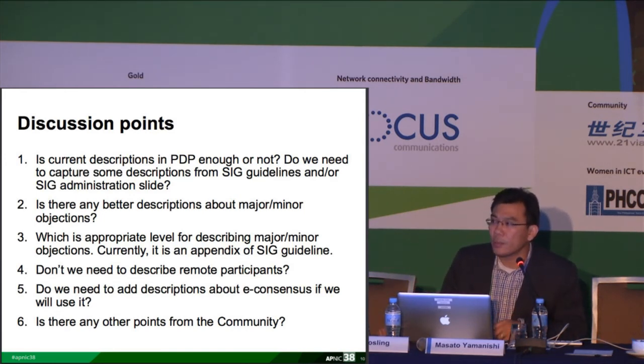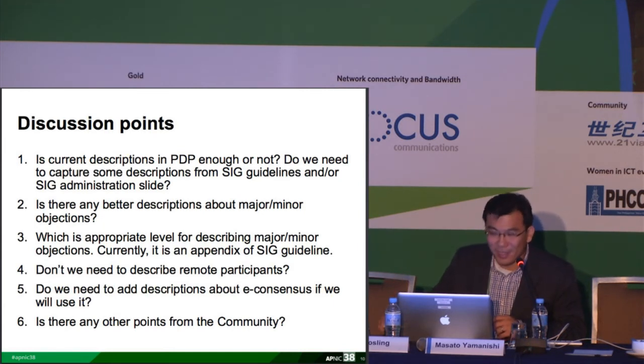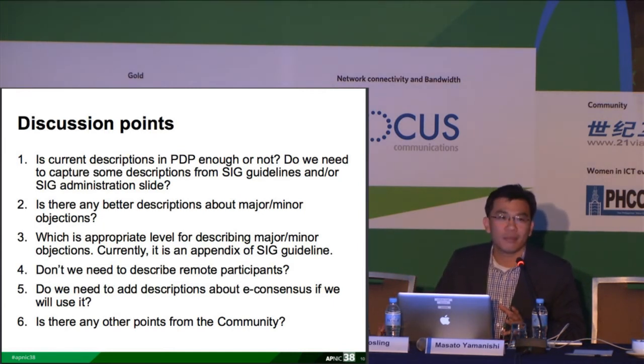So that's my presentation about consensus descriptions. If you have any comments or questions, please come to the microphone right now. Oh, I didn't expect nobody to come. So is everybody quite comfortable with the current description? We have consensus that there's no consensus on your consensus discussion.